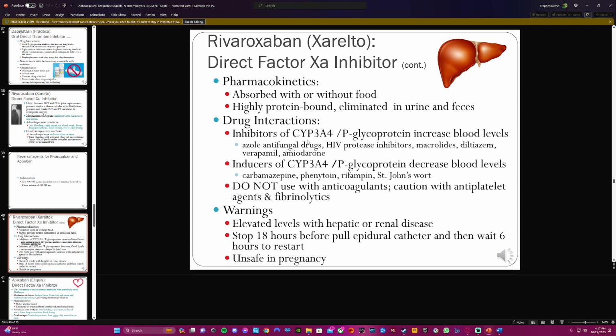Carbamazepine, phenytoin, rifampin, and St. John's wort induce CYP3A4 and P-glycoproteins, but they decrease the blood levels. Do not use with anticoagulants. Caution with antiplatelet agents and fibrinolytics. Warnings are elevated levels with hepatic or renal disease. Stop 18 hours before you pull an epidural catheter and then wait 6 hours to restart. These drugs are unsafe in pregnancy.